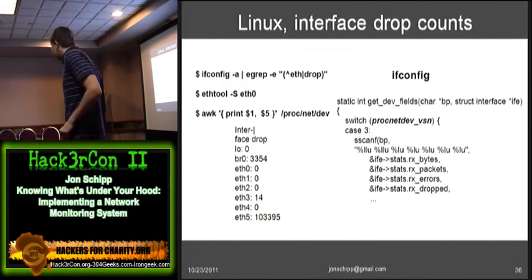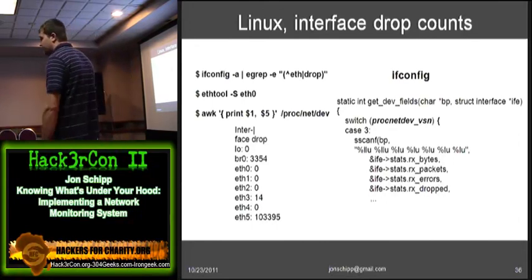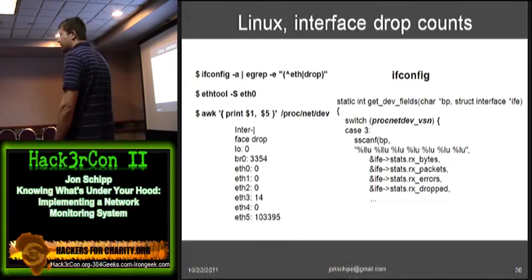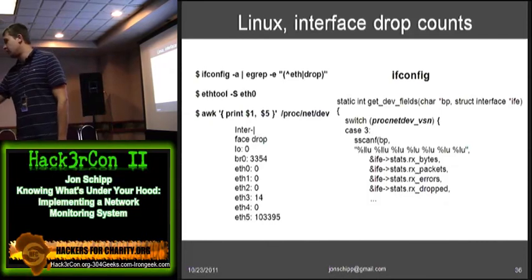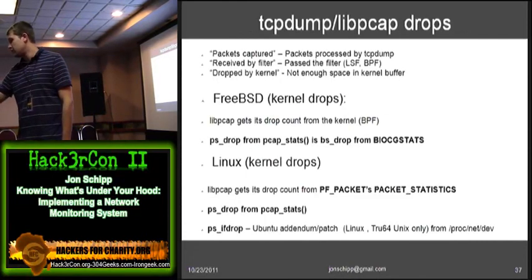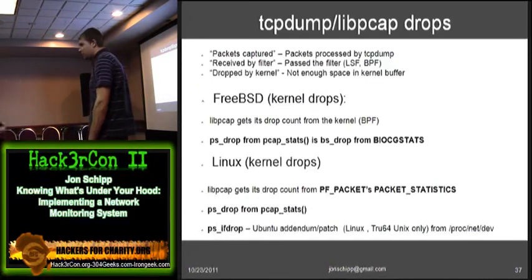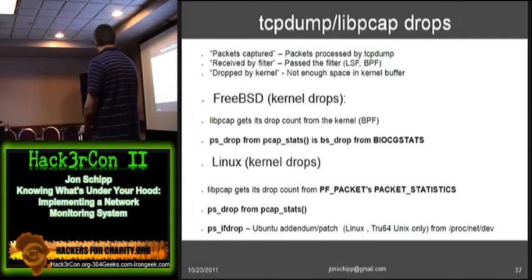Okay, so in Linux, basically we use ifconfig to get our drop count, and ifconfig reads /proc/net/dev to get its number from there. We can just awk the first field and the fifth field in /proc/net/dev to get the drop counts. You can also use ethtool to query the device driver. Not all cards support the drop count in the device driver though. It's one thing that was kind of interesting. Mine did, and there are many others that don't have that implemented.